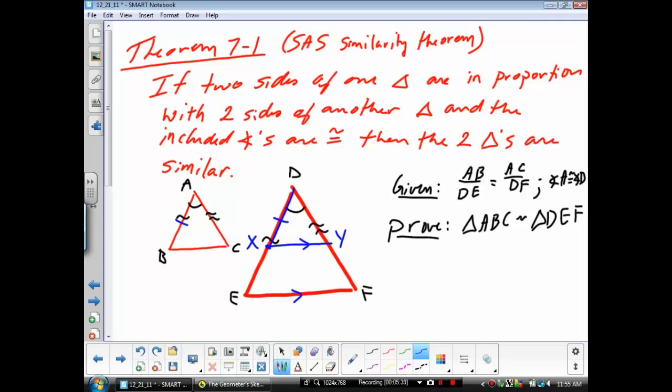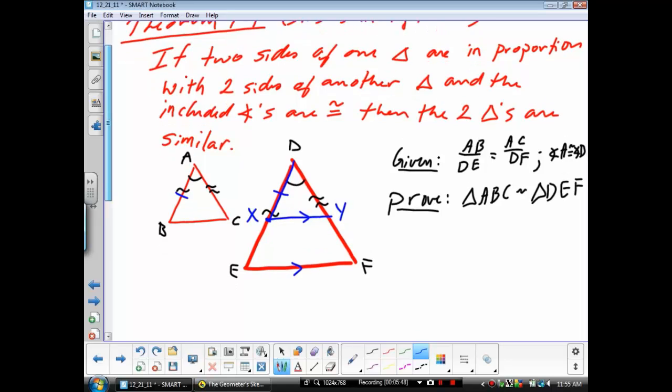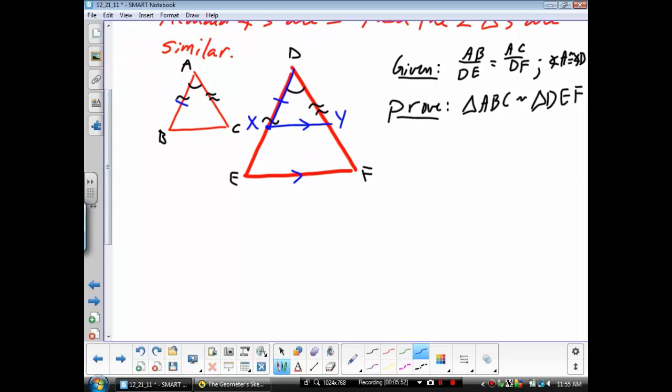Now what we do know is that triangle DXY is similar to triangle DEF. Why are triangles DXY and DEF similar here? Because they share angle D. What else? When the lines are parallel, we have congruent angles, don't we? So corresponding angles are congruent, which means by angle-angle, these triangles are similar. Let's go ahead and start writing out this proof.